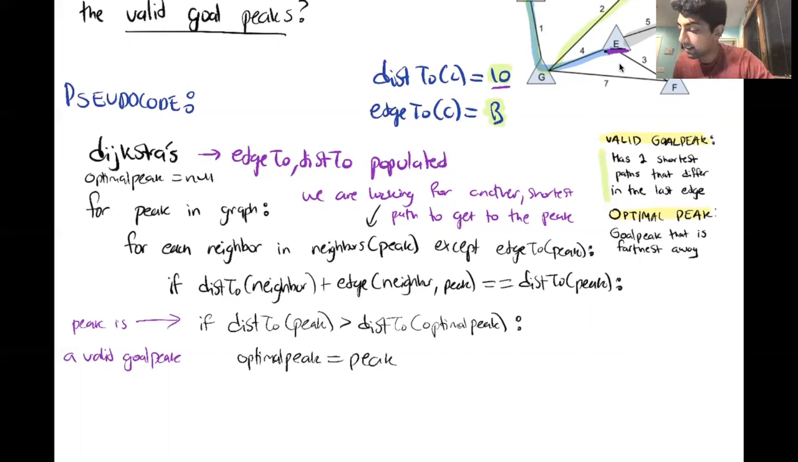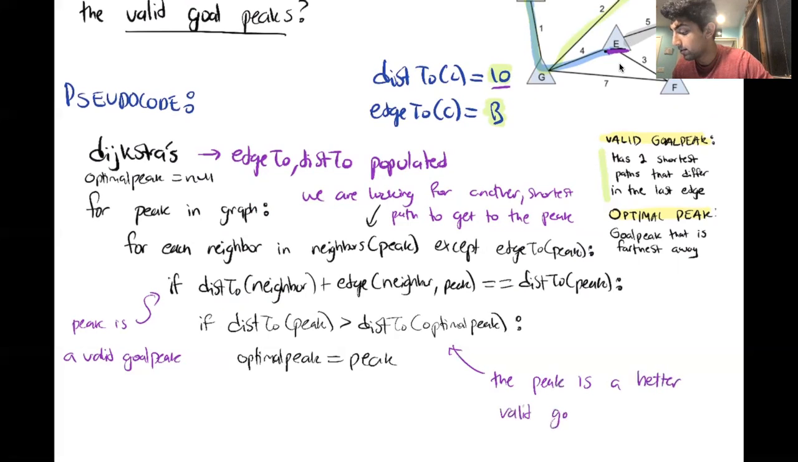Okay, and that's saying that, actually this if condition is checking if something is a valid goal peak, and this one is saying that the peak is a better valid goal peak than the previously recorded one.